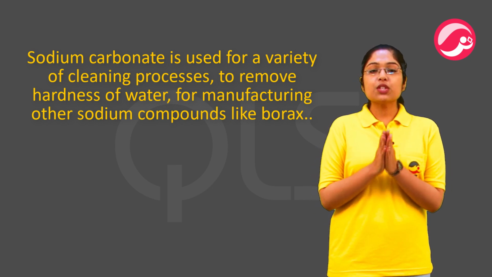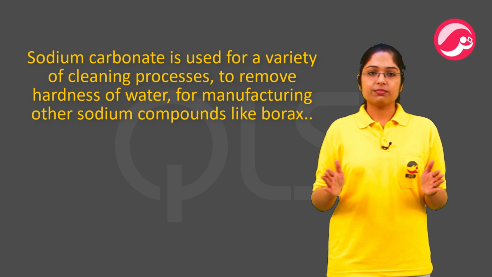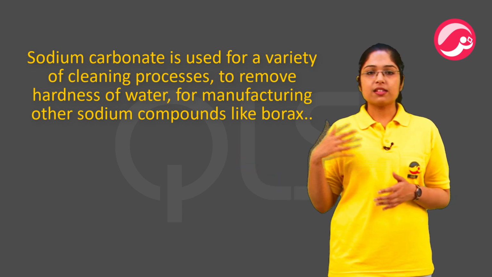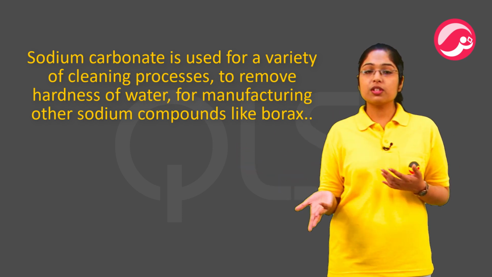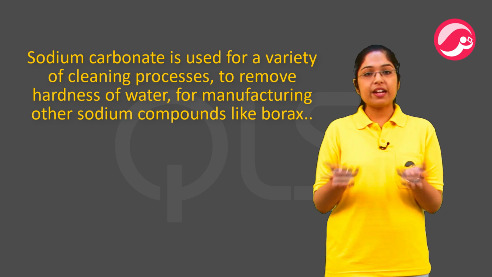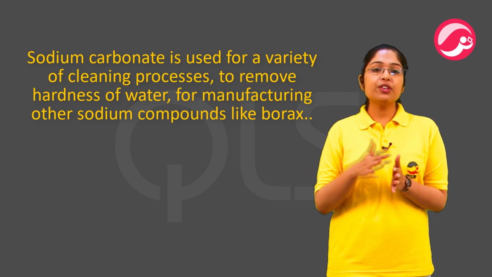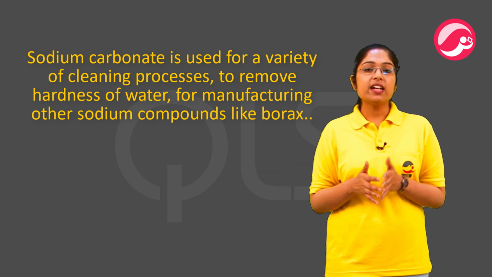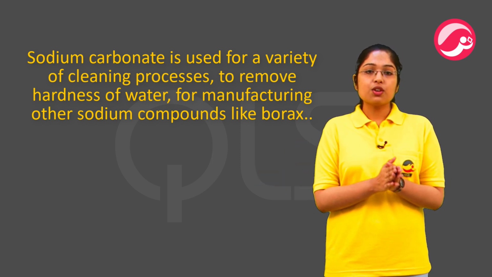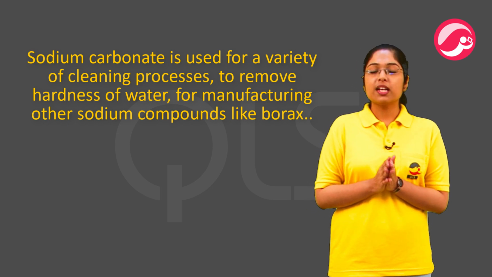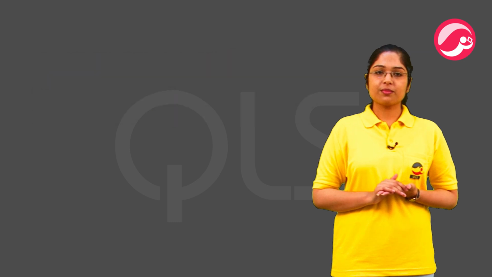So friends, this was all about salts. Now we know that there is a variety of salts out there: acidic salts, basic salts, neutral salts, hydrated salts, dehydrated salts. You also know how to classify salts into different families based on their cation and anions. And at last, we have also learned some common day-to-day useful substances derived from common salt, that is sodium chloride. So friends, with this we have completed our chapter acids, bases and salts.